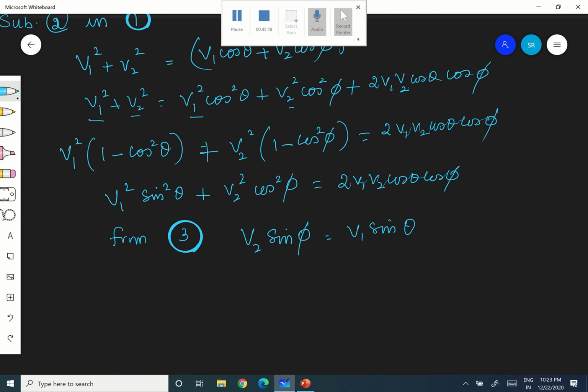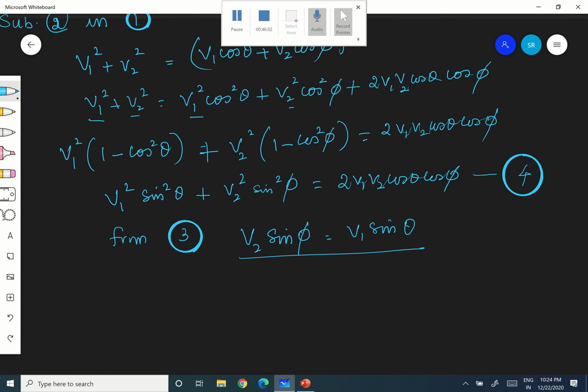Very simple. What you have to do here, substitute in this equation, v1 squared sin squared theta plus v2 squared sin squared phi. That is equal to v1 v2 cos theta cos phi. Give some equation name to it, 4. Therefore, substitute that equation from 3, you substitute in 4.